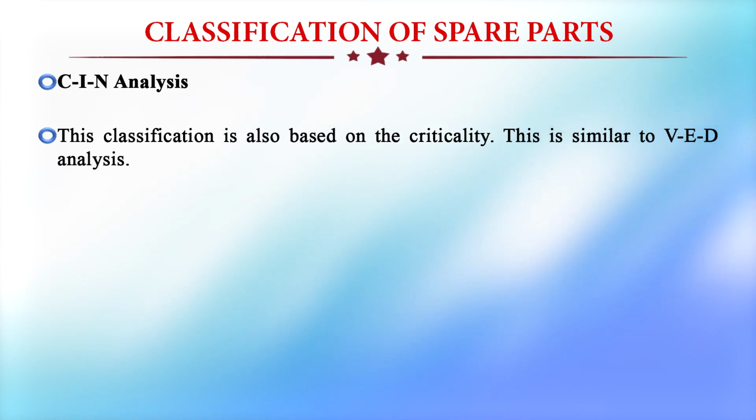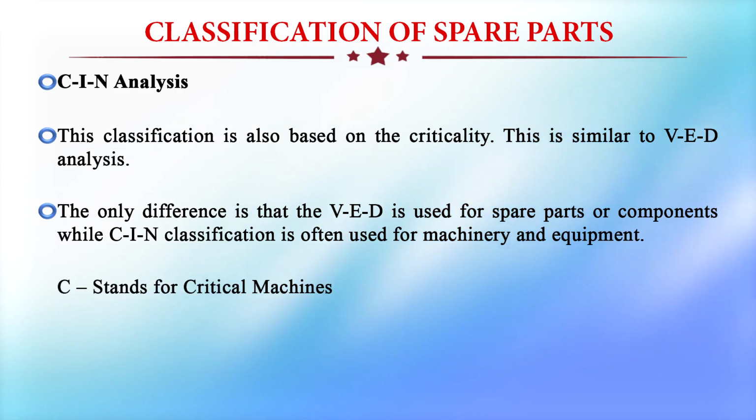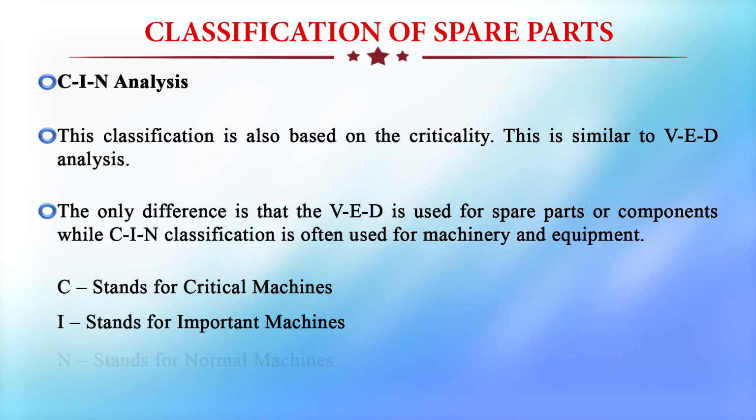This is similar to VED analysis. The only difference is that VED is used for the spare parts of the consumption, while CIN classification is often used for machinery and equipment. C stands for the critical machines, I stands for the important machines, N stands for the normal machines. Criticality of the equipment or spare parts is often decided based on their usage or failure cost or reliability or availability, etc., or a combination of two or more such criteria.